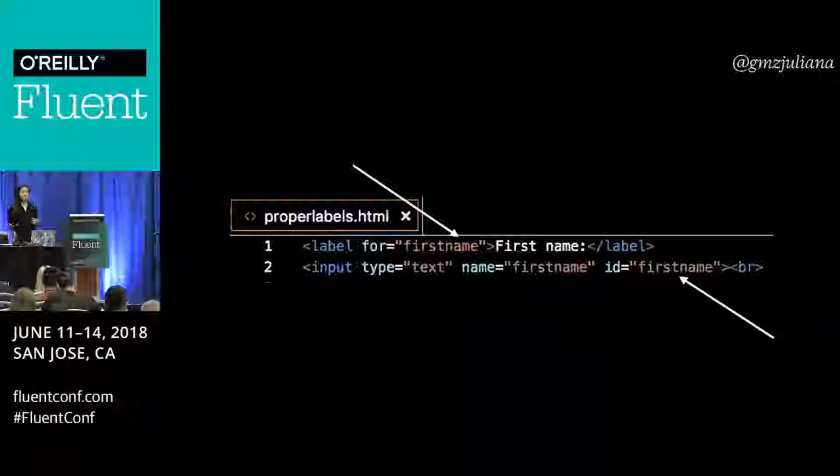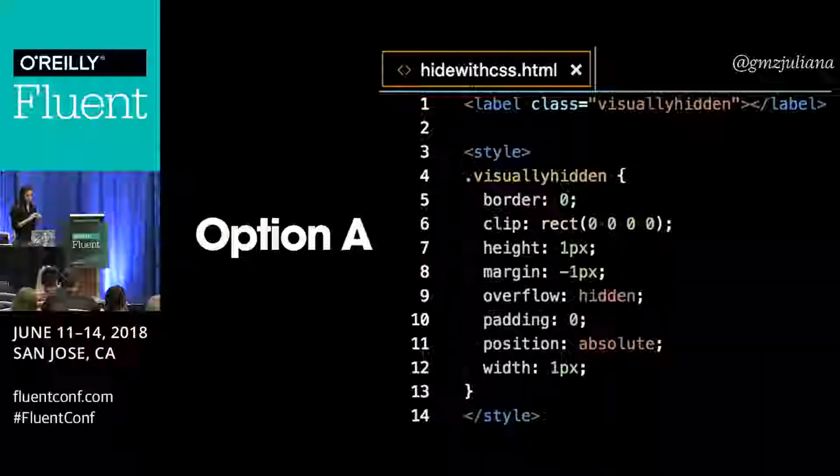Then, when Taylor had their labels done, they moved on, but they noticed that they had some inputs that were explicit enough to communicate what they were for, so they didn't need to have a visual label. But they didn't want to hide the label from assistive technologies, so they had 4 options.